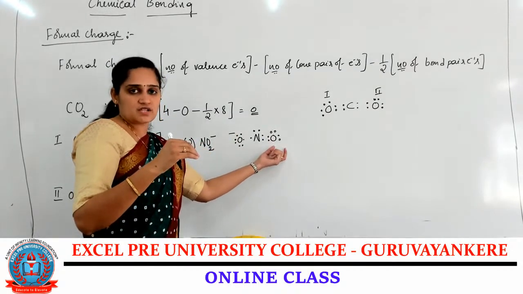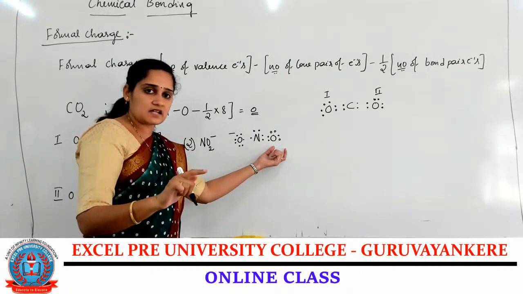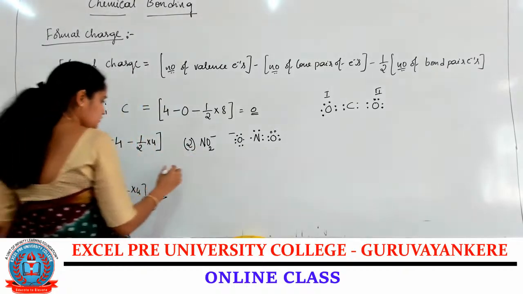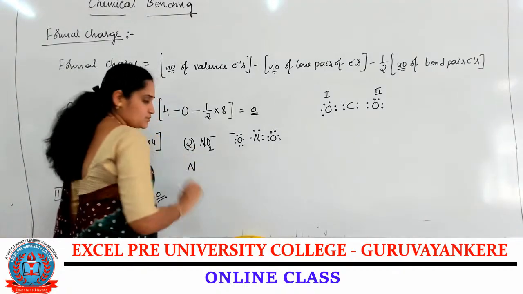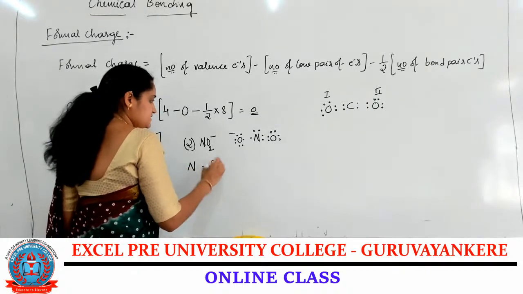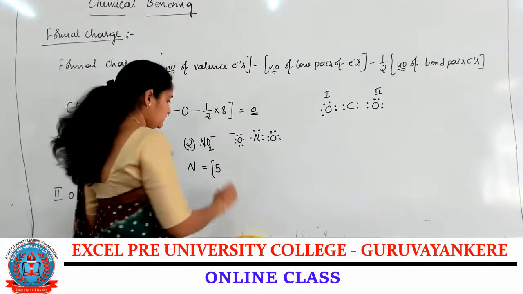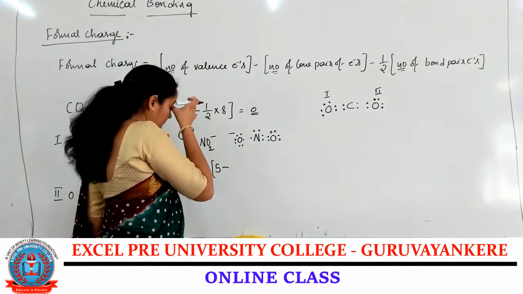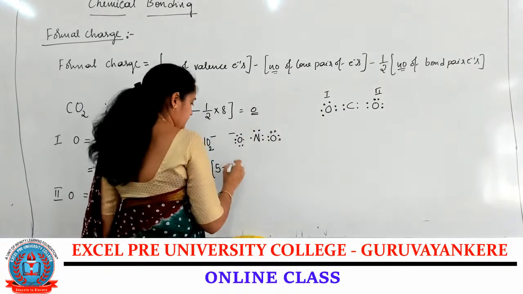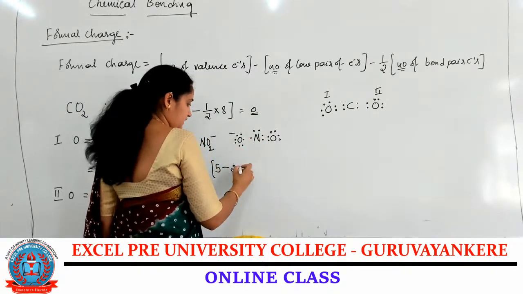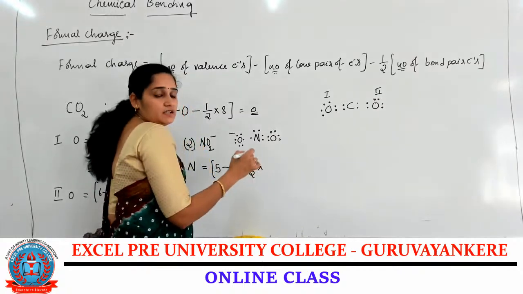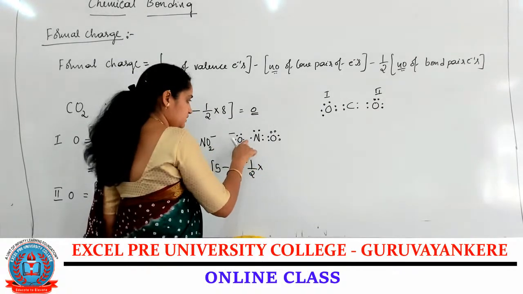Here there is no charge, but we need to calculate the formal charge on the nitrogen atom as well as on the oxygen atoms. Now, calculating the formal charge on the nitrogen atom: N is equal to the valence electrons for nitrogen, which is 5, minus the lone pair of electrons, which is 2, minus half into the number of bonded pair electrons, 1, 2, 3.